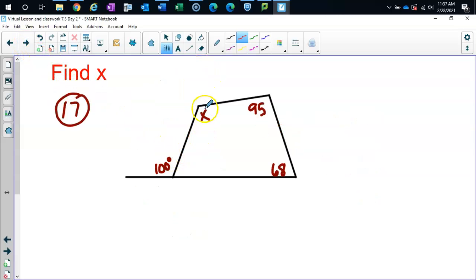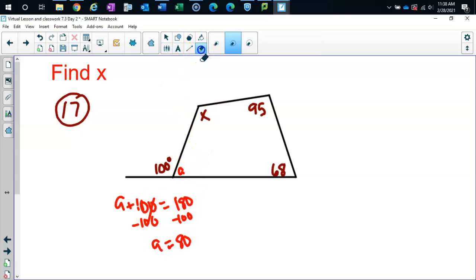All right. This is one like we did earlier and we just did now. Find X. Go. All right. Our equation. To find X, we need to find this missing angle. Well, these two are a linear pair. So I'm going to call this A. A plus 100 equals 180. Subtract 100 from both sides. This is probably a mental math problem. A is 80.